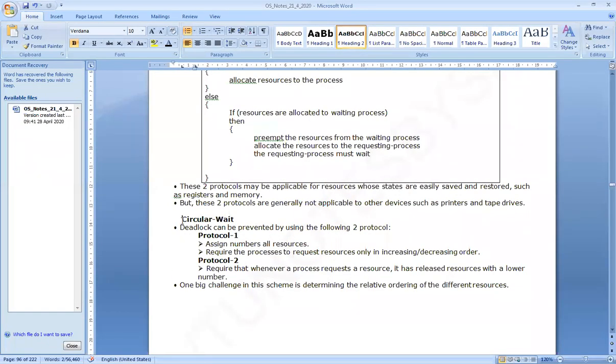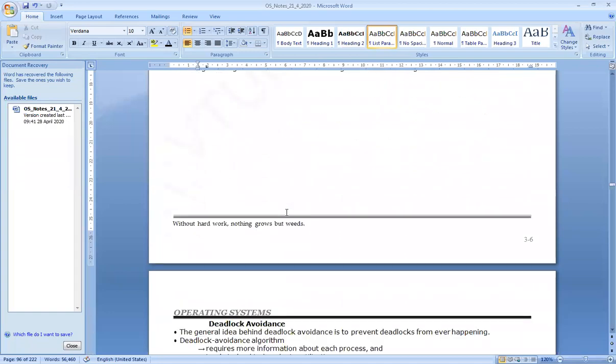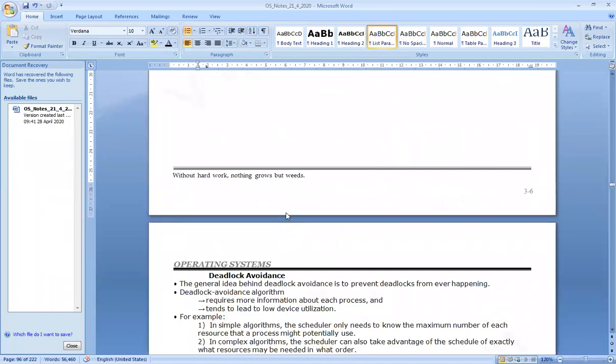Lastly, we have circular wait. Deadlock can be prevented by using the following two protocols. The first is to assign a number to all resources, then require each process to request resources only in increasing or decreasing order. Some conditions we apply in protocol 1, and there is protocol 2 as well, for circular wait. If there is no circular wait, then also we can prevent the deadlocks. All these come under deadlock prevention.